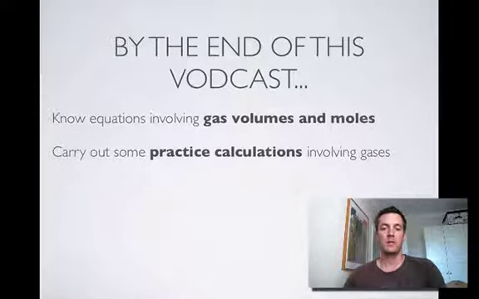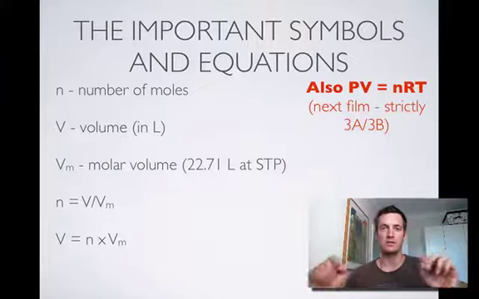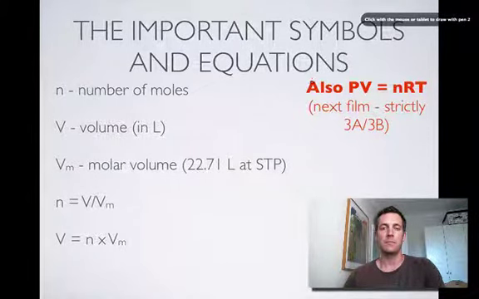We're going to stick to the year 11 stuff, so-called here, because strictly speaking, PV equals nRT is a 3b topic. But we end up covering it quite often in year 11 anyway, so it's going to come up in the next film anyway. So we're going to start with the slightly simpler stuff. We're going to look at the symbols and equations that we need for this.